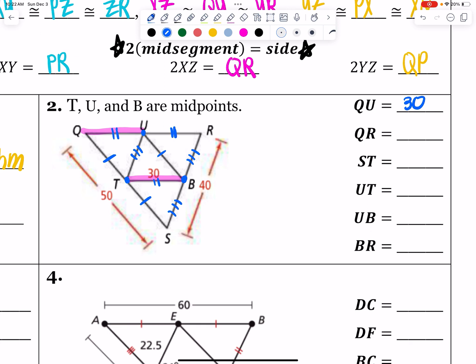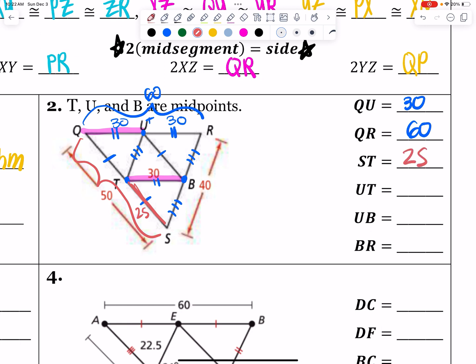Okay, how do I find Q to R, which is this whole thing? It would be 30 plus 30, which would then be 60. So that whole thing would be 60. It's two of those midsegments put together. You double the midsegment to get the third side. Okay, so let's switch colors. How do I find S to T, which is just this little piece? Well, that whole thing is 50, and so half of that is just going to be 25.